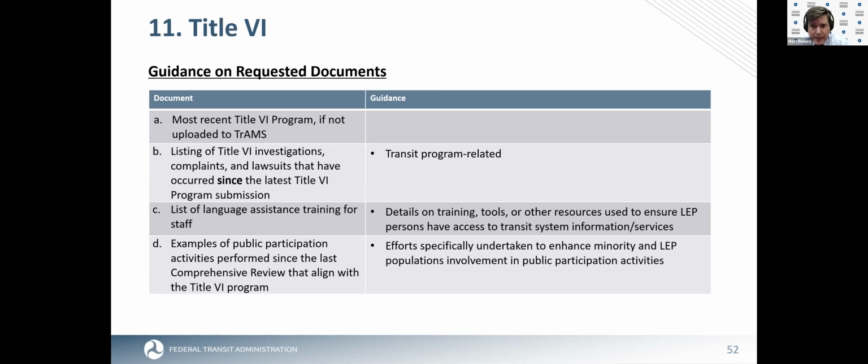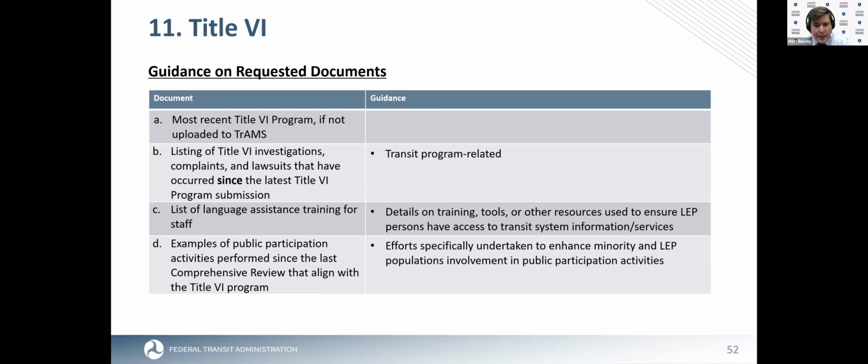So moving on to Title VI, the first required document is the most recent Title VI program, if not uploaded to TRAMS. Obviously, this is one of those documents that does have to be submitted every 3 years. And so sometimes then we know that these are in flux, they're being revised for the next submission. And so if that's the case, let your reviewer know that there's going to be a new Title VI plan in place before the review takes place, and that you will submit it as soon as it's done. That's the best approach there, because your reviewer, they don't necessarily need to be looking at your previous, now superseded Title VI program. They want to look at your new one. So that's just a way of communicating that status to your reviewer.